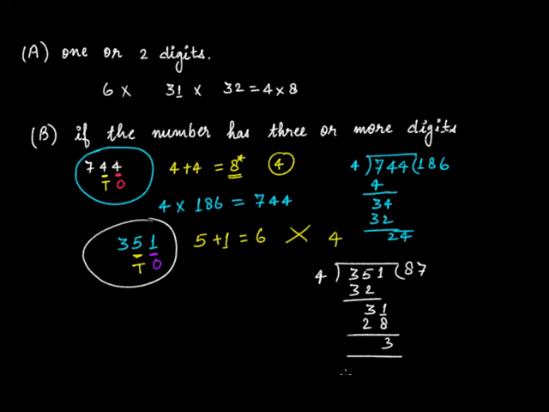Okay? So what's the condition? There are two conditions. If the number has only 1 or 2 digits, then you'll have to check it by dividing it, because there is no shortcut or trick to check whether that number is divisible by 4 or not. But if the number has 3 or more than 3 digits, then yes, you can have a shortcut to know whether that number is divisible by 4 or not, and that is to add the digits at the ones and the tens place, and if the number obtained after adding both those two digits is divisible by 4, then the whole number will be divisible by 4.